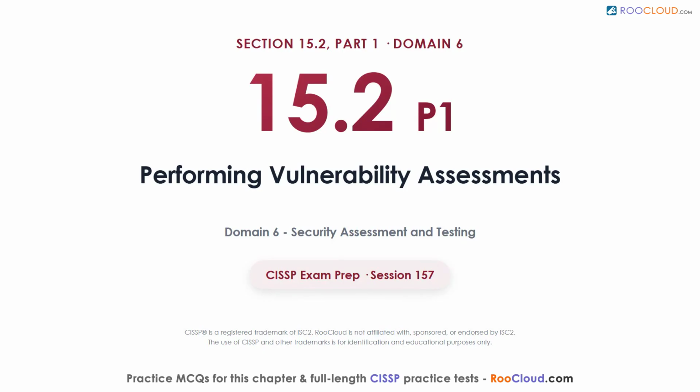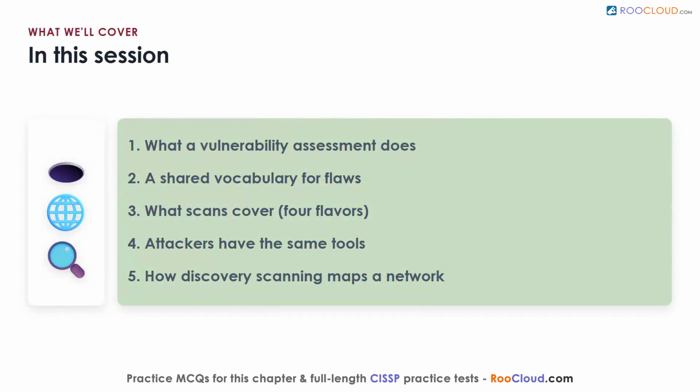This is the 157th session of the CISSP exam prep series. In this session, we'll get our bearings on finding weaknesses before an attacker does. We'll answer several questions. What is a vulnerability assessment really doing? How does the community agree on a shared vocabulary? What do vulnerability scans actually cover? Who else has these same tools? And how does discovery scanning map a network?